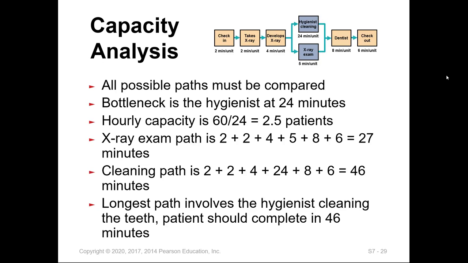The X-ray exam path is 2 plus 2 plus 4 plus 5 plus 8 plus 6, that's 27 minutes total, while the cleaning path is 46 minutes per cleaning patient. The longest path involves the hygienist cleaning the teeth. Patients should complete in 46 minutes, and that will be the longest path for us.